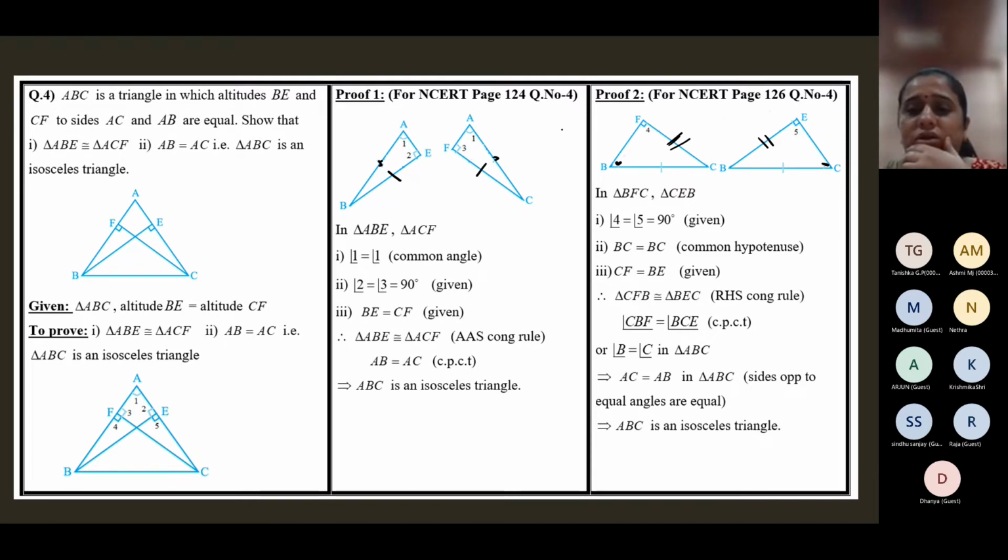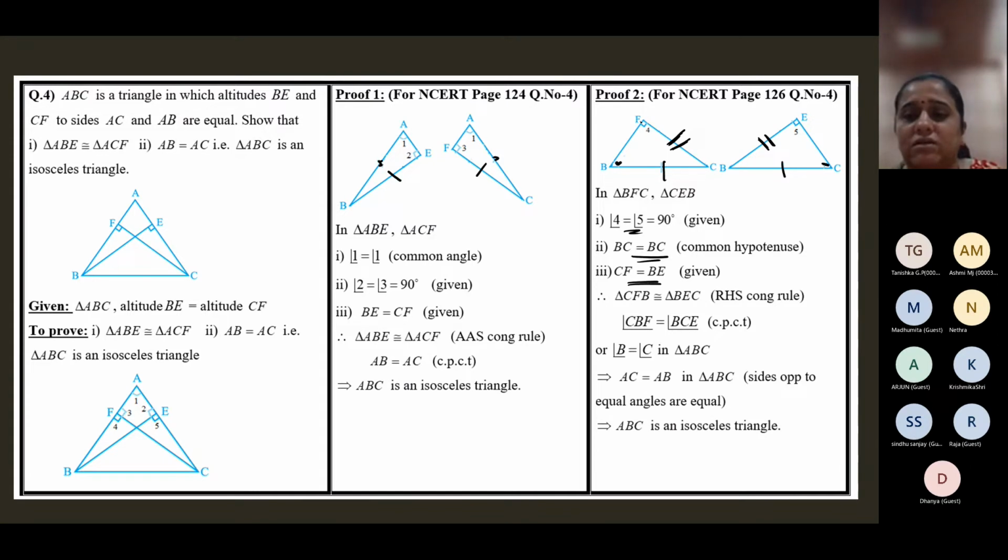Children, these two angles are not equal. By mistake I marked these two angles. BC is the common base. You can see BC is the common base. And then the altitude CF is equal to the altitude BE. BC is the common base, CF is equal to BE, and then 90 degrees.